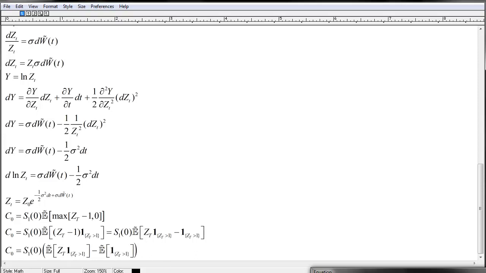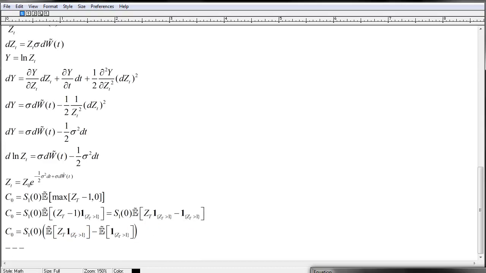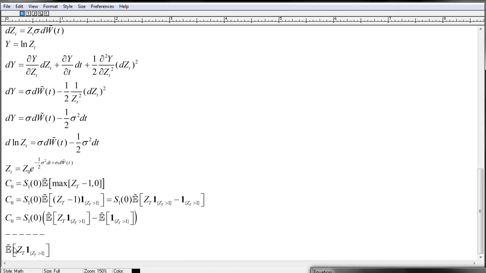But the problem is, what's the expected value of this? This one is easy. It's just the probability that zt is greater than 1, and since we know the motion of zt, it's easy to evaluate. But this one is more demanding. Well, let's focus on this one. So let's just split the area and now focus on this one.